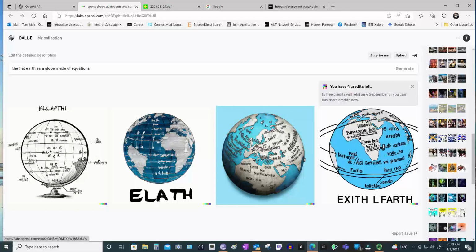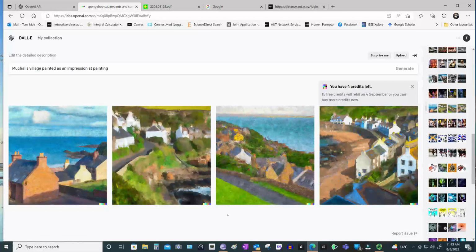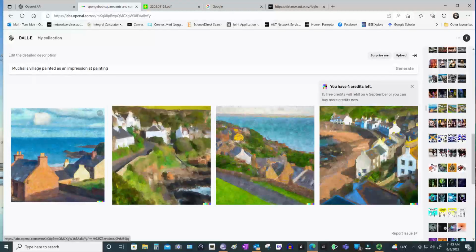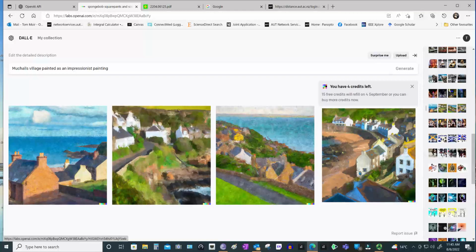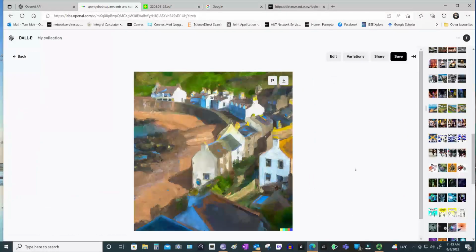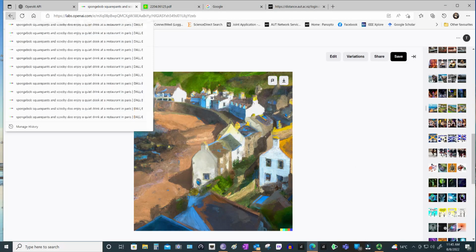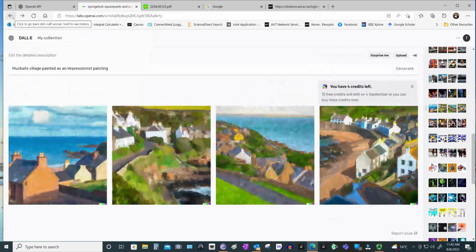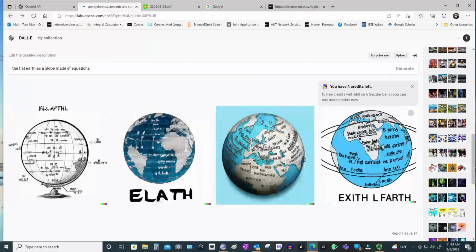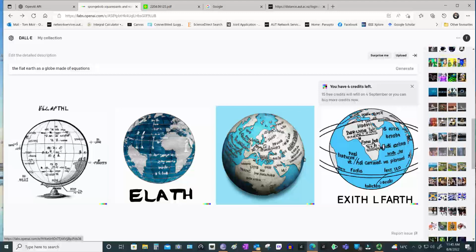Yes, the old place I came from is the northeast of Scotland, near a village called Muckles. So, Muckles village painted as an impressionist painting. Isn't that incredible? It's a little bit impressionist, isn't it? Must have grabbed that off the internet, I think, again, and changed it in some way. Okay, now back to the other one.